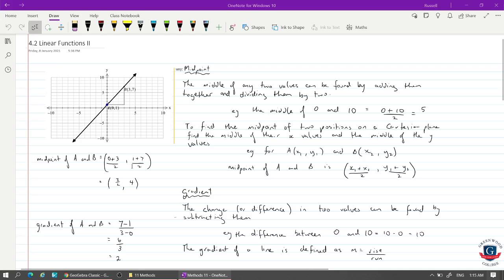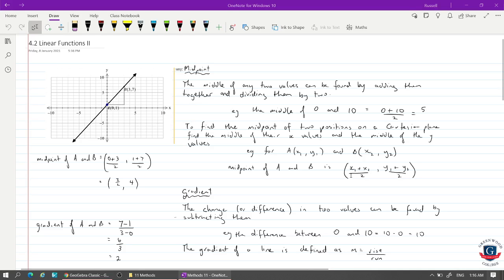I've done it over here. So 0 plus 3 divided by 2 is 1.5, which sounds about right. It's about in the middle. And 1 plus 7 is 8, divided by 2 is 4. It looks like it's about 4. Yeah, I think that's about right.